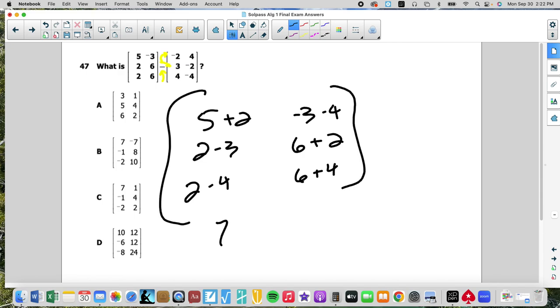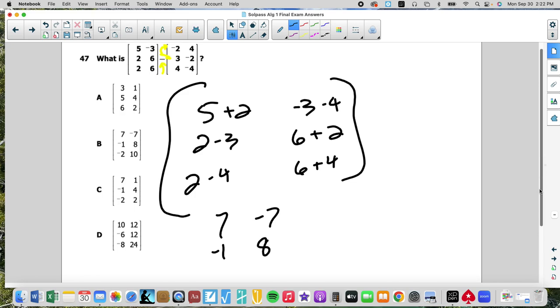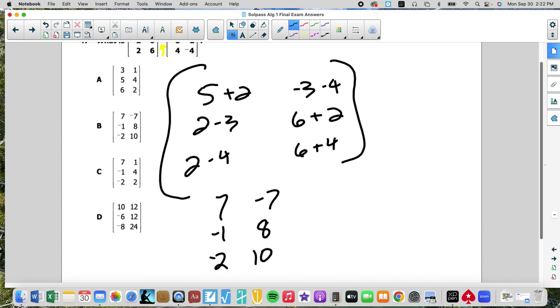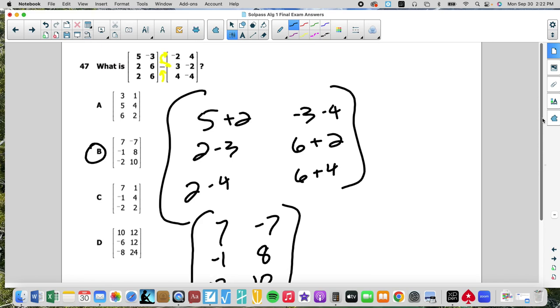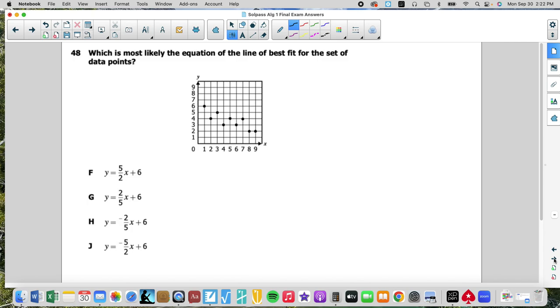So we get 7, negative 1, 8, negative 2. Moving this down a little bit. Negative 2 and 10 would be my answer. So which one is that? That is going to be B. That would be B for 47. I love matrices. Which is most likely the equation of the line that best fit the set of data points?